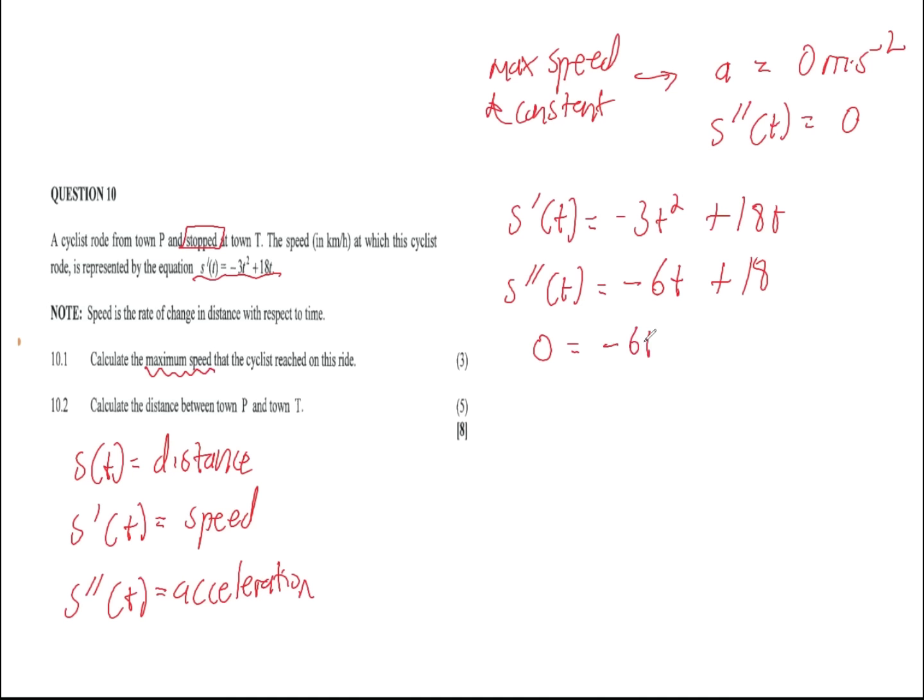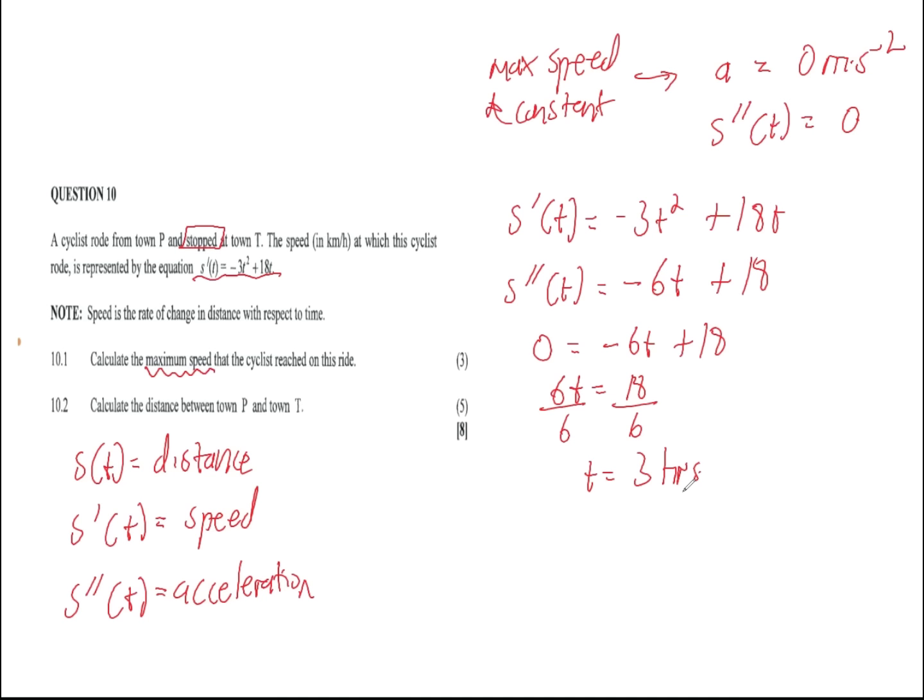So that's -60 and then plus 18. Transpose this one, that's 6t, equal to 18. Divide by 6 both sides, then t would have to be equal to what? 3 hours, right? But then I'm not done because all I'm trying to calculate is the maximum speed. So I just found the time whereby the cyclist will reach that maximum speed. So after 3 hours, the cyclist will come to a maximum speed.